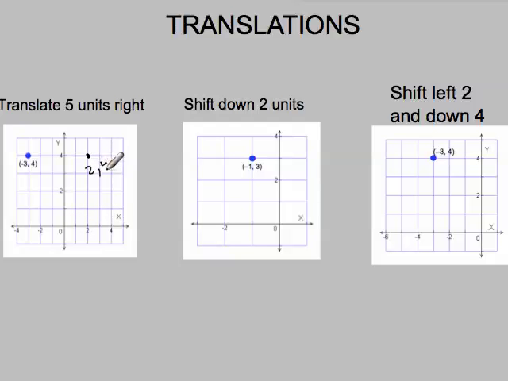2, 4. If we look at what we did with the x value, when I'm translating right or left, all I'm doing is adding or subtracting to the x value. So this is -3, and then I added 5 to move right 5. My new result was +2. The y value remains unchanged when I'm translating or shifting left or right.